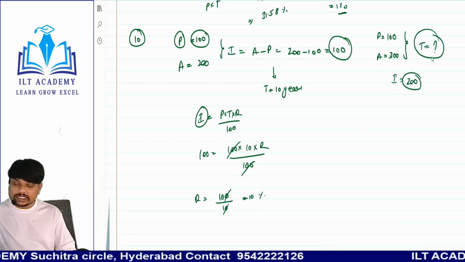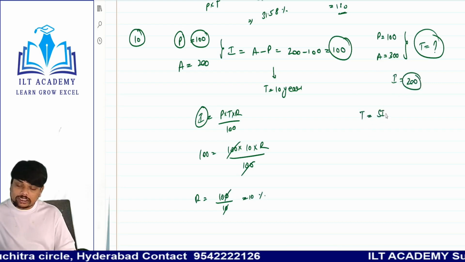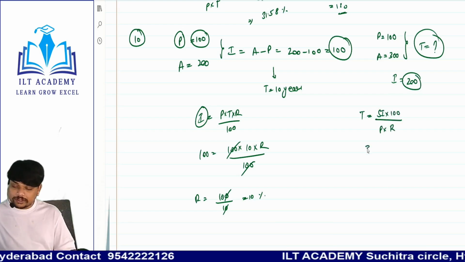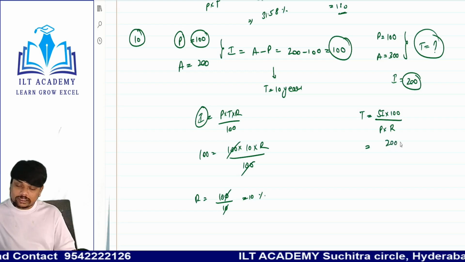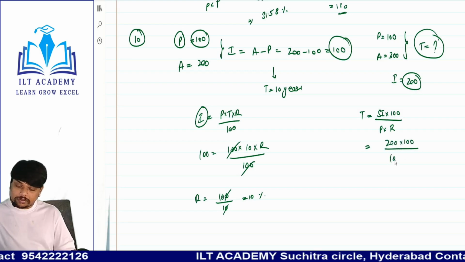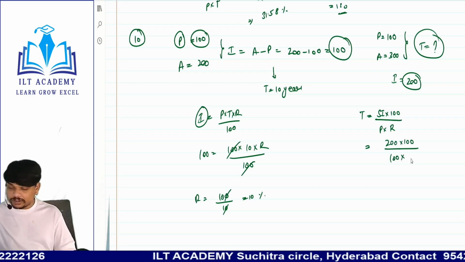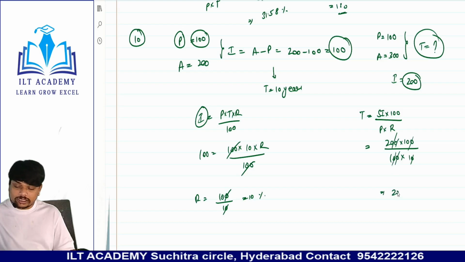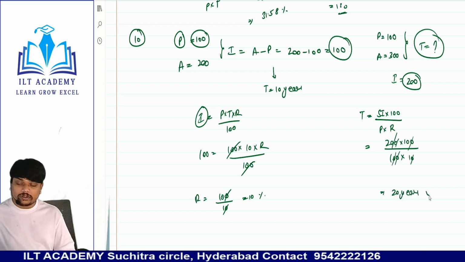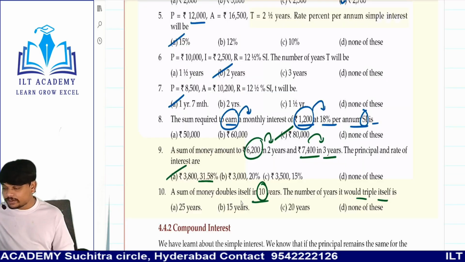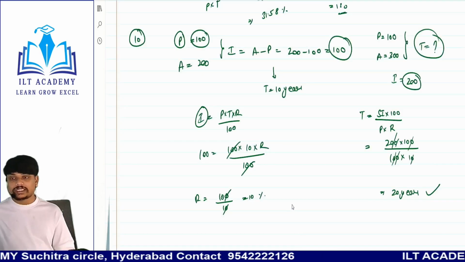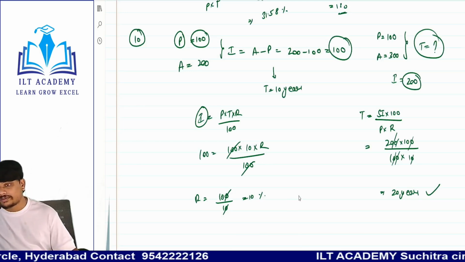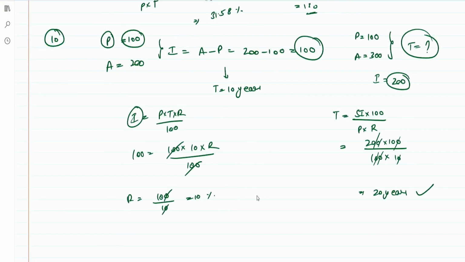To get this 200 interest, how much time will it take? Time is equal to simple interest into 100 divided by principal into rate. So simple interest is 200 into 100 divided by principal 100, rate is 10. 0 0 cancel, 0 0 cancel. 2 into 10 is 20 years. So it will take 20 years of time. That's it. Any doubts here? Please note down.